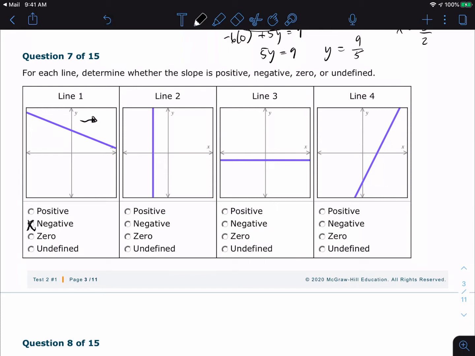Any vertical line has an undefined slope because when you try to find the slope, the x values are the same for both points, and so the denominators will always be 0. With the horizontal line, you always get a 0 slope because the y values are the same. And then again, just like the other one, as I'm going to the right, am I going uphill or downhill? Here I'm going uphill, and so this should be a positive.